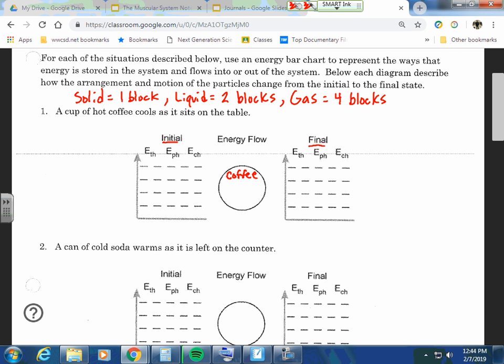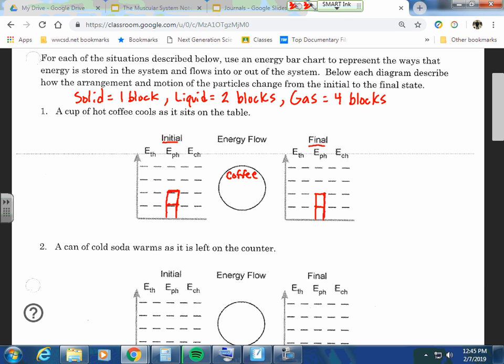So we're talking about the phase energy. So under phase energy, I am going to draw 2 blocks. Okay? And at the end, I am going to draw 2 blocks. These lines are just kind of in there to help guide you. All right, you don't even really need them. All right, so that's the first thing we're going to do.